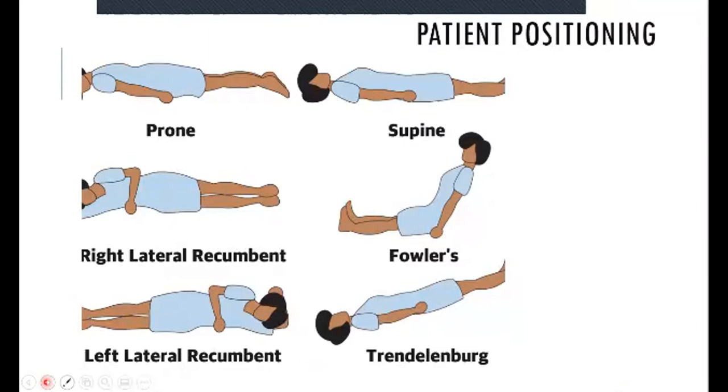All right, patient positioning. This is some of the patient positionings here. This is prone, right? This is what? Supine. This is right lateral recumbent, so you're laying on your right side. This is left lateral recumbent when you're laying on your left side, okay? This is Fowler's, and this is what? Trendelenburg. When the head is lower than the feet, that is called Trendelenburg. Whenever you have the head above the feet, that's reverse Trendelenburg, okay? They don't have that one on here, but reverse Trendelenburg will be when the head is up and the feet are down, okay? All right. Those are some of the positions. You can go back and look at those as well.